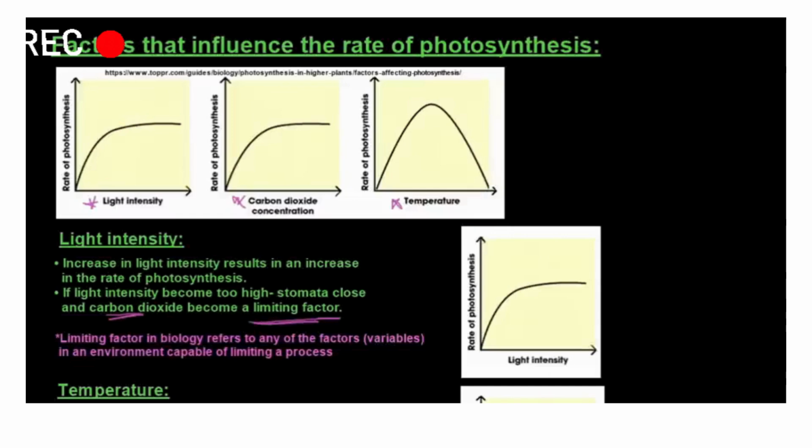Now, what is a limiting factor? In biology, it refers to any of the factors or variables in an environment capable of limiting a process. Because there's no carbon dioxide coming in, it is a requirement. That means that photosynthesis can't take place.